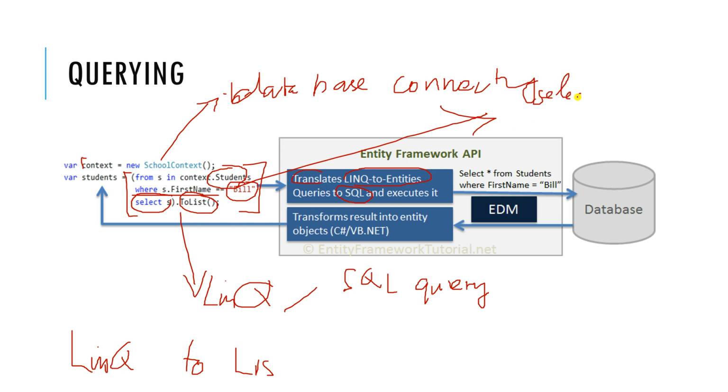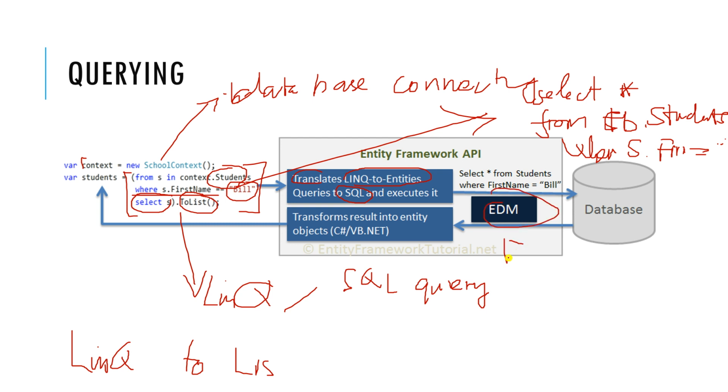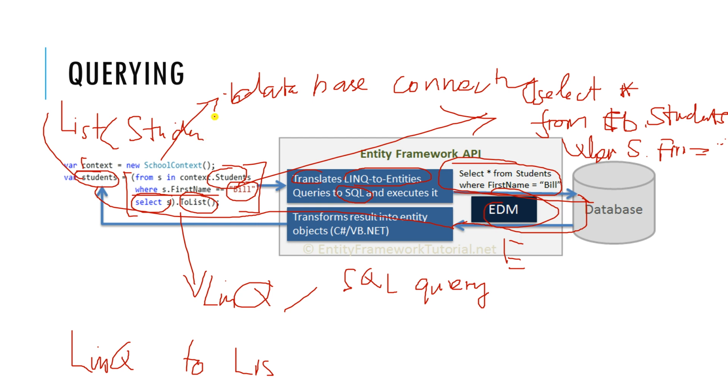From this, it will be translated into the query: select some objects from the student table, db.Student table, where student.FirstName equals name. And the EDM, the entity data model, will retrieve the SQL query results and get back the objects for this student. So this student becomes a list of students. This is the process to query the data in the database.